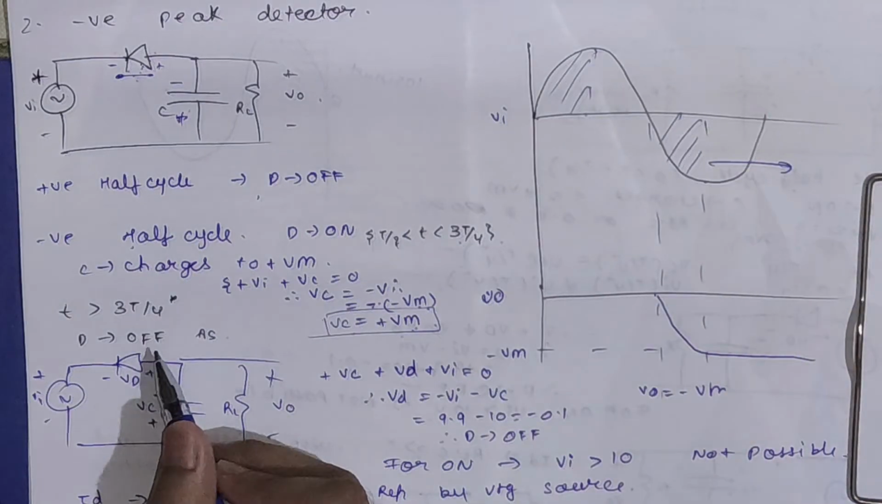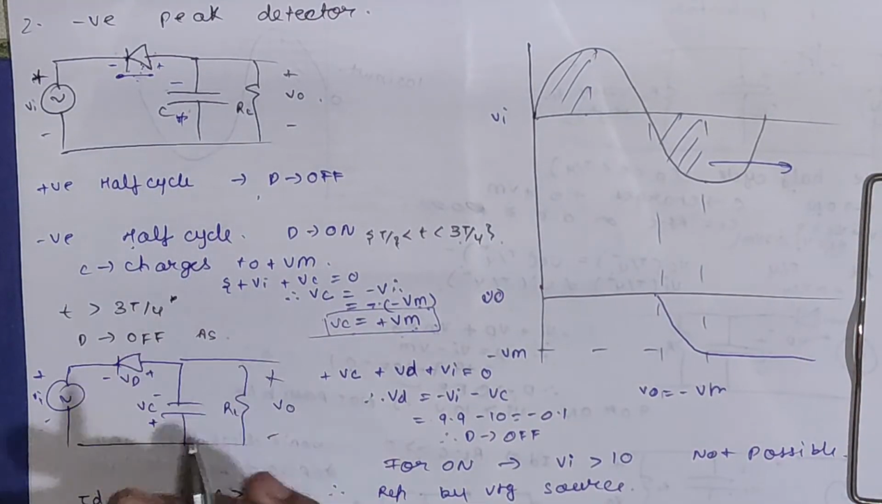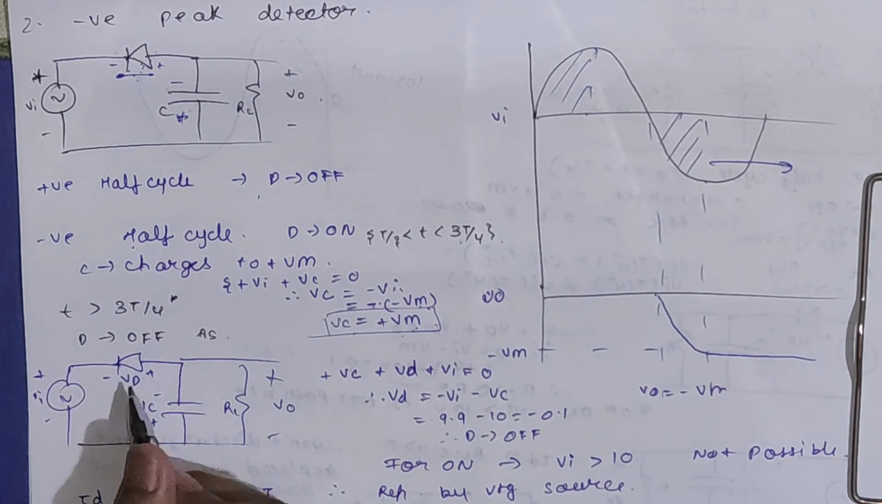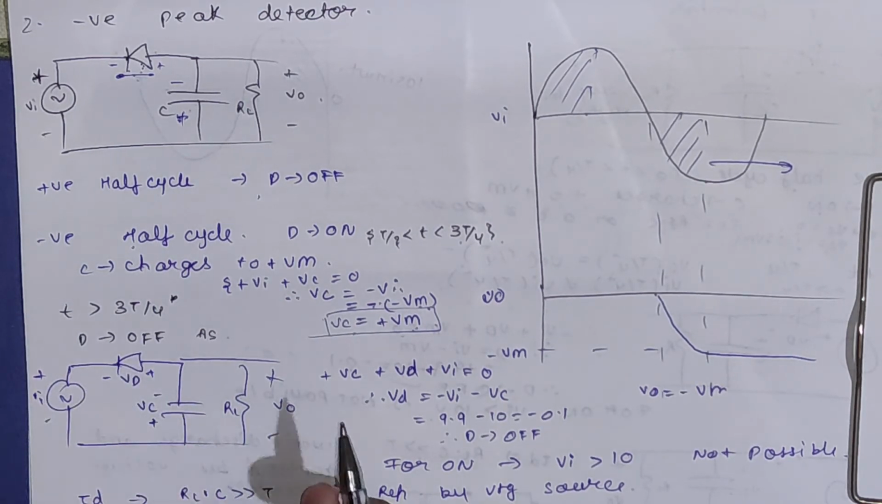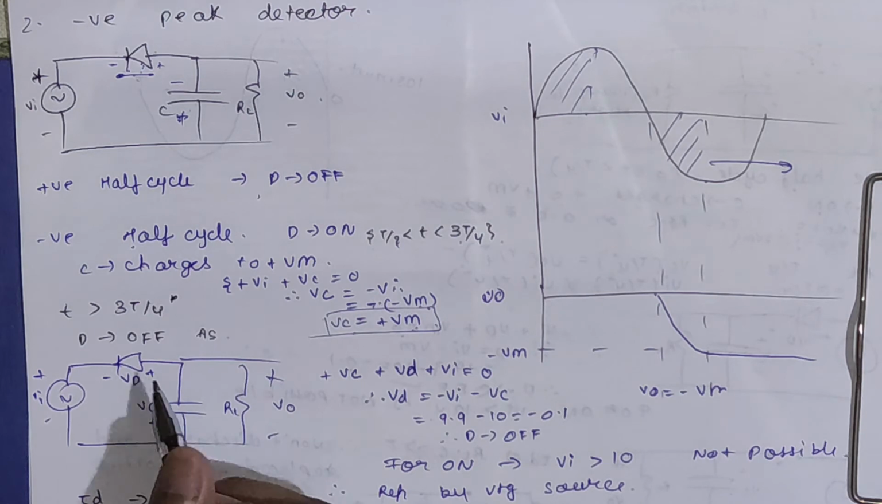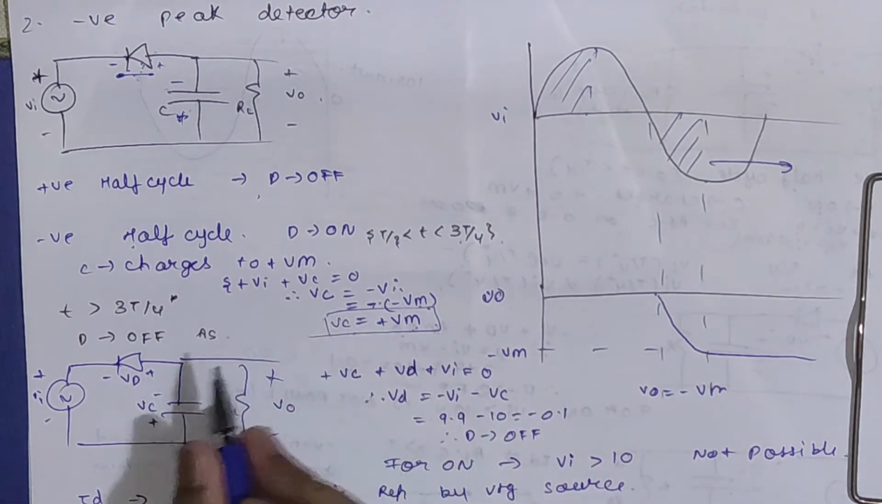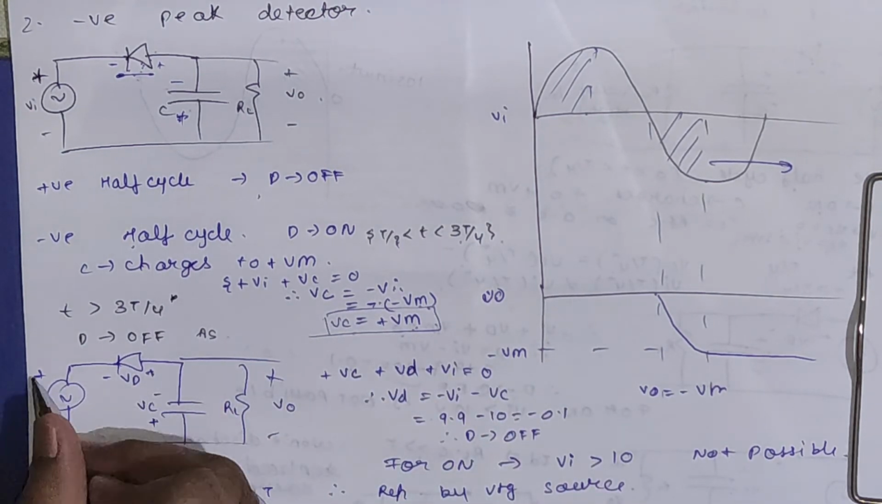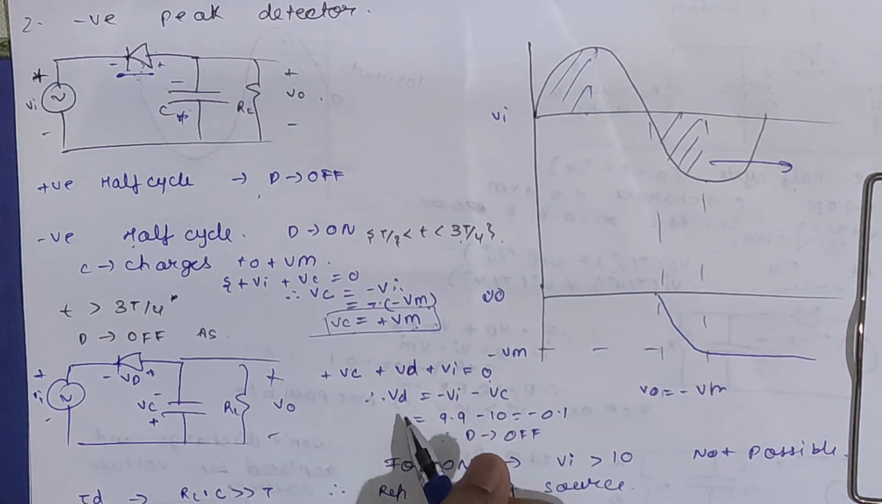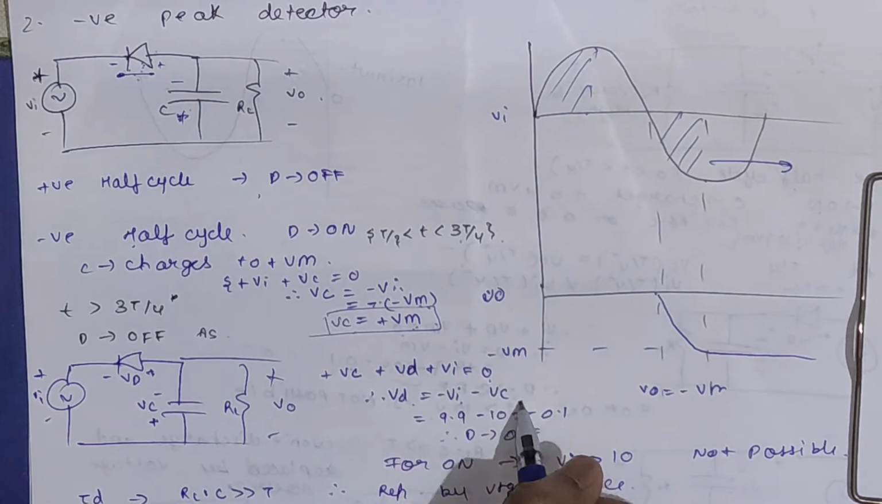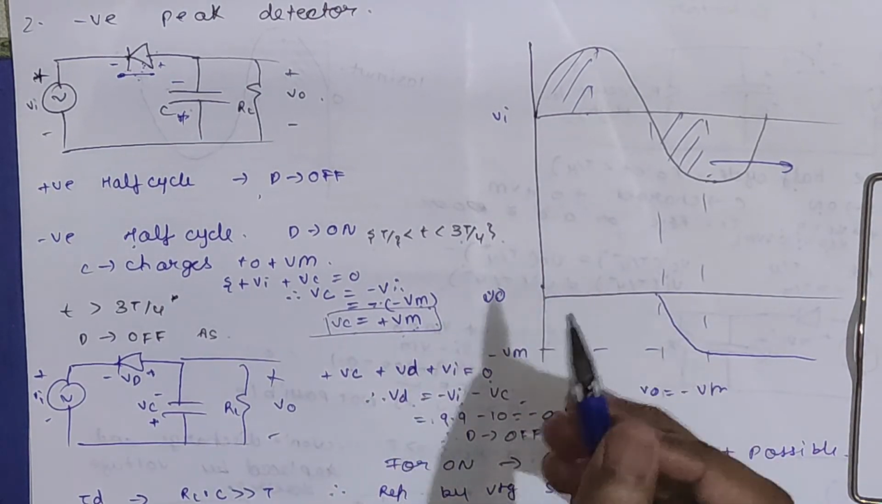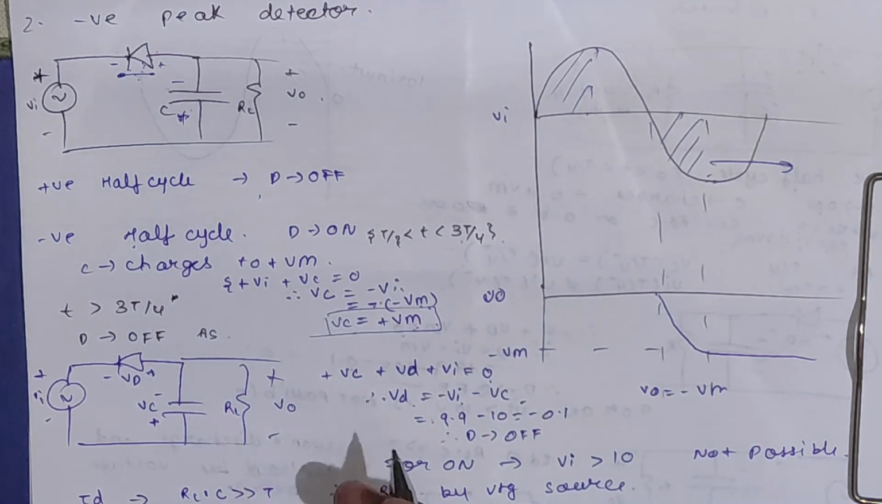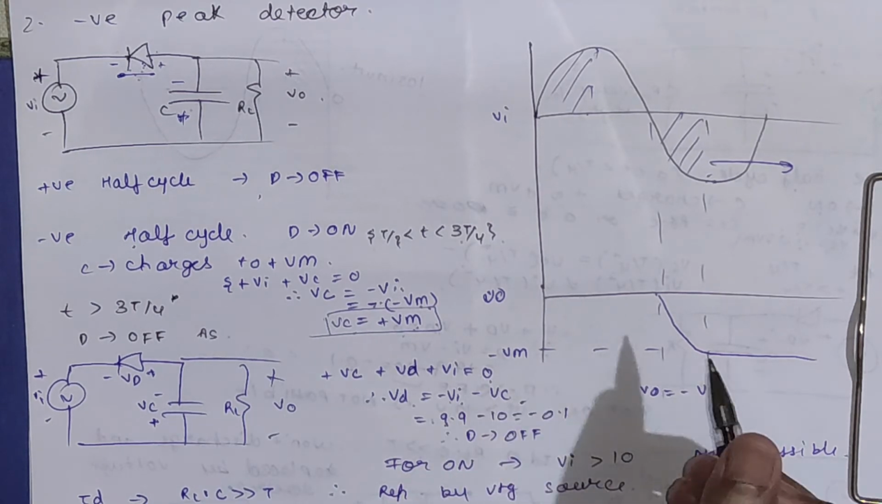Now for this condition we have to check whether the diode will remain on or off. For that we have to find out the diode voltage, so we will apply KVL. We have plus Vc plus Vd plus Vi is equal to 0, so Vd will be equal to minus Vi minus Vc. Vi at this time will be less than the capacitor voltage and it will be negative. So Vi can be minus 9.9 and Vc will be minus 10.